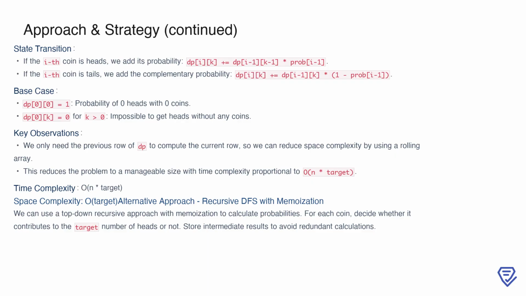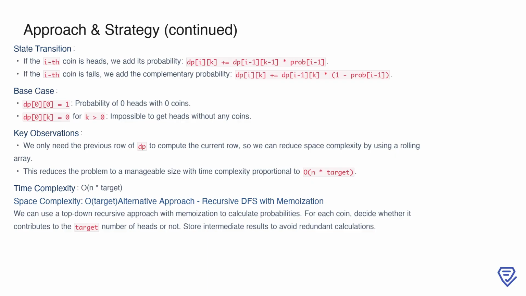A key observation here is that to compute the current row of the DP table, we only need the values from the previous row. This allows us to reduce space complexity by using a rolling array, where we overwrite the previous row as we compute the current one. This optimization reduces the problem size and improves efficiency.